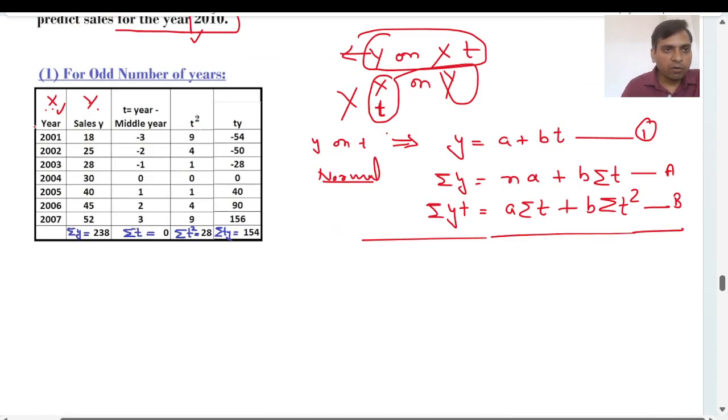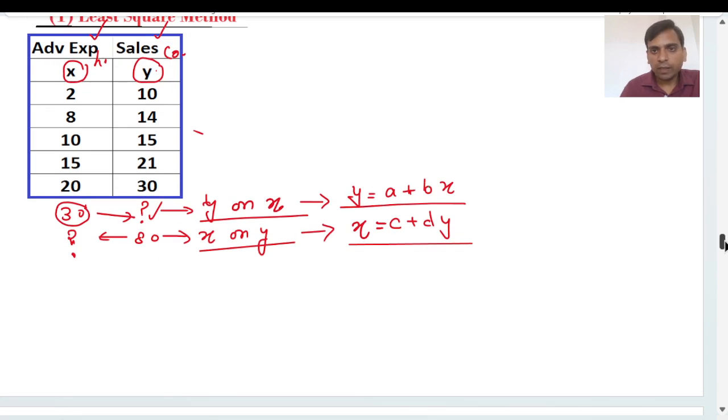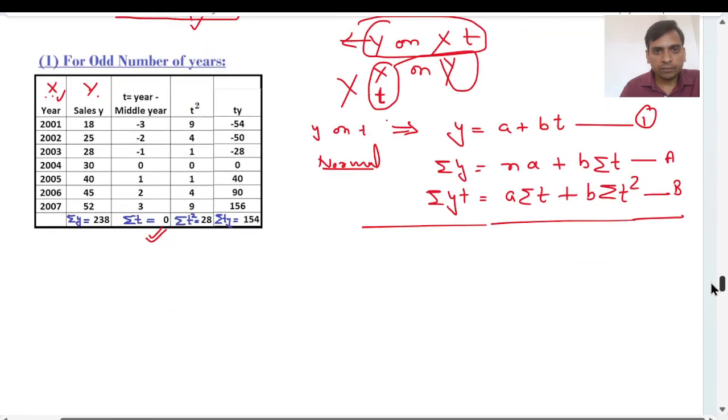So for this data we have already calculated. Now we will consider the value of t by using year minus middle year, because we need to remove this t from the calculation, or we want to put summation t equals 0 to solve these equations easily. So if we put summation t equals 0 in these two equations, in this first equation, this equation a.